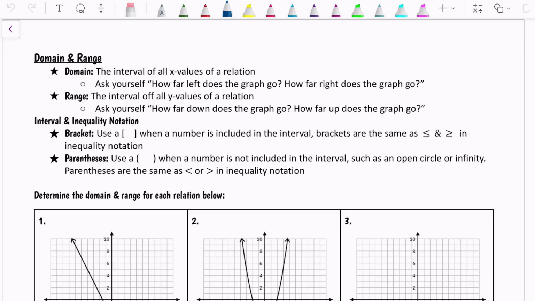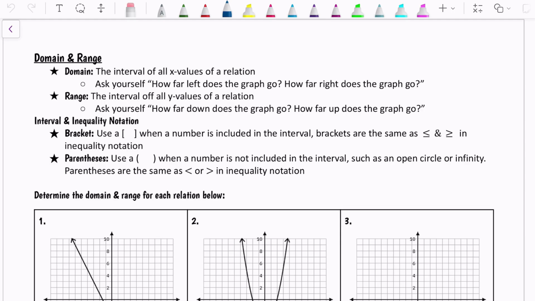This video is to go over domain and range. When doing domain and range, it's really important that you know that domain is all of the x values of a relation. And to find the domain, it will help you to ask yourself, how far left does the graph go? How far right does the graph go? And we ask those questions in that order.